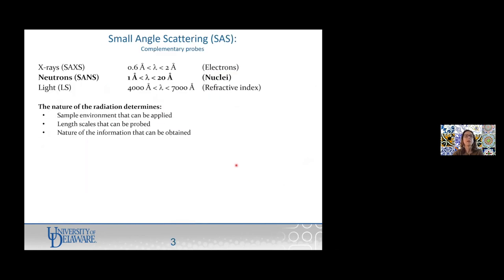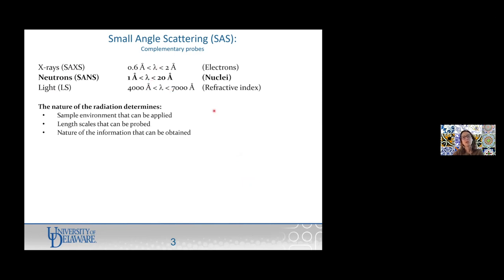In terms of small angle scattering in general, if you want to compare with complementary probes, and depending on your background, this may be useful for you to understand where neutrons are placed in terms of the experimental techniques. So X-rays typically use slightly shorter wavelength ranges. Neutrons cover the range that you see here from 1 to about 20 angstroms. And light scattering will cover larger sizes, so you can imagine that you are looking at different sizes of things, even though there's a lot of overlap with the different probes.